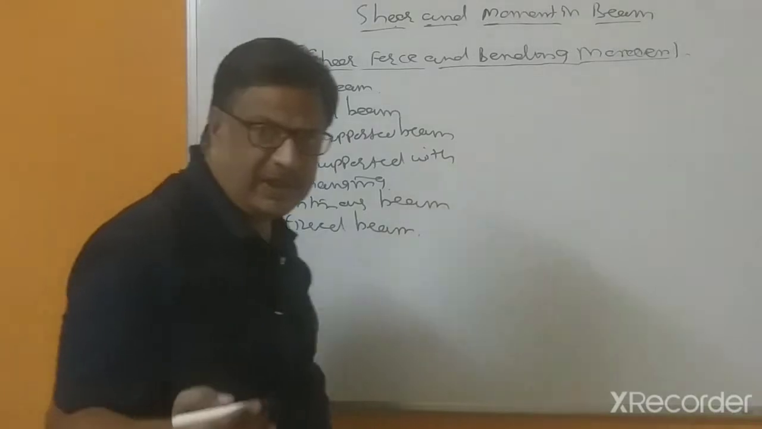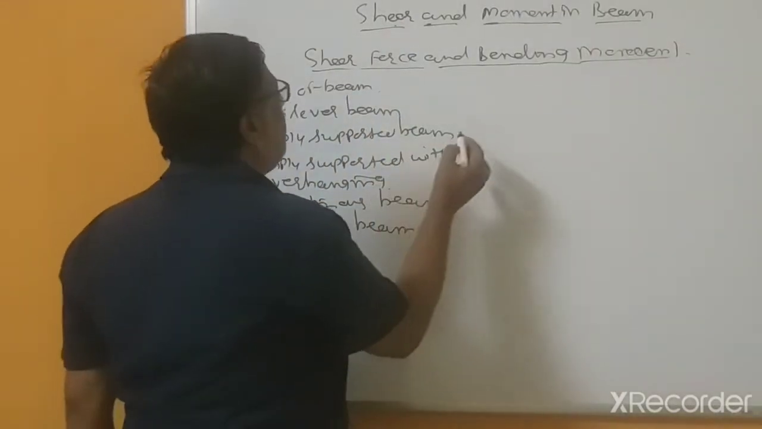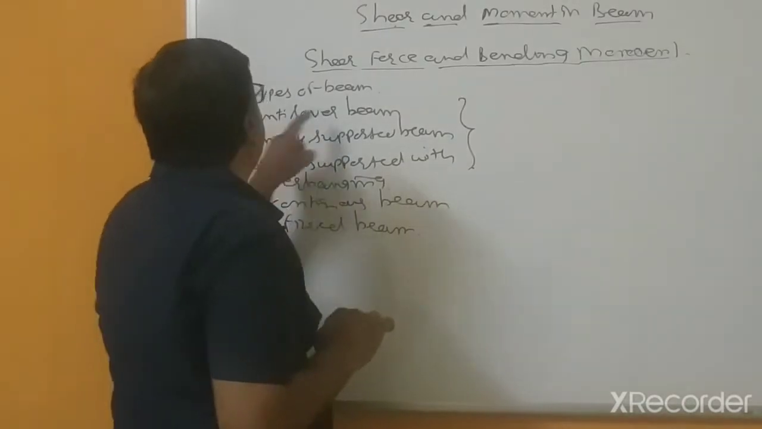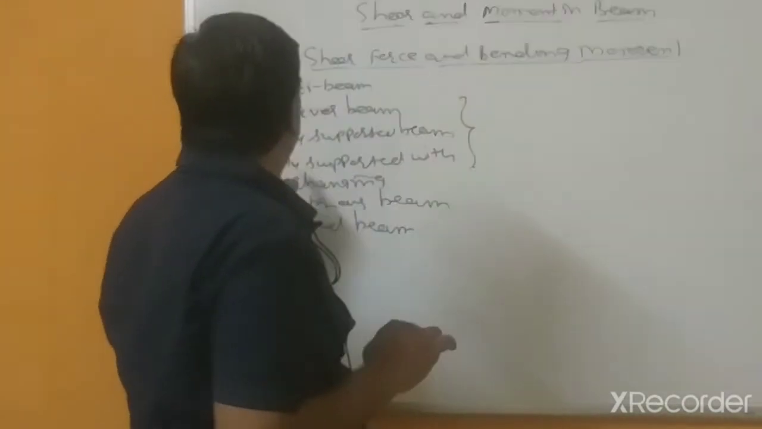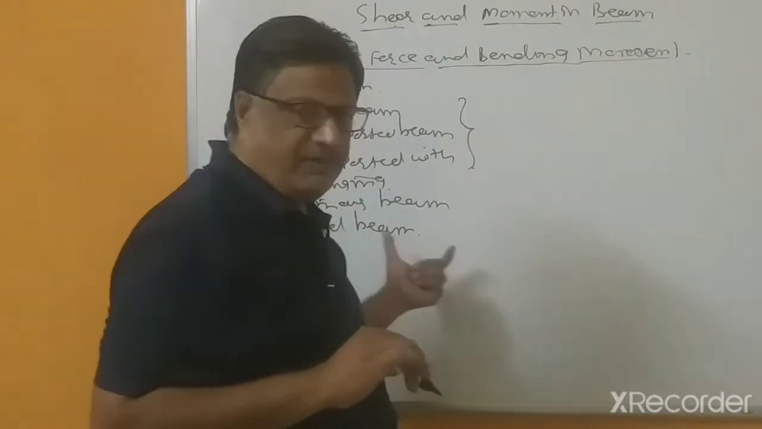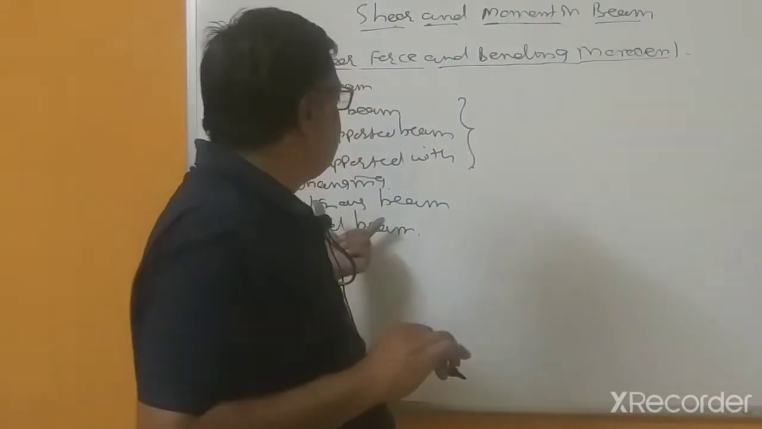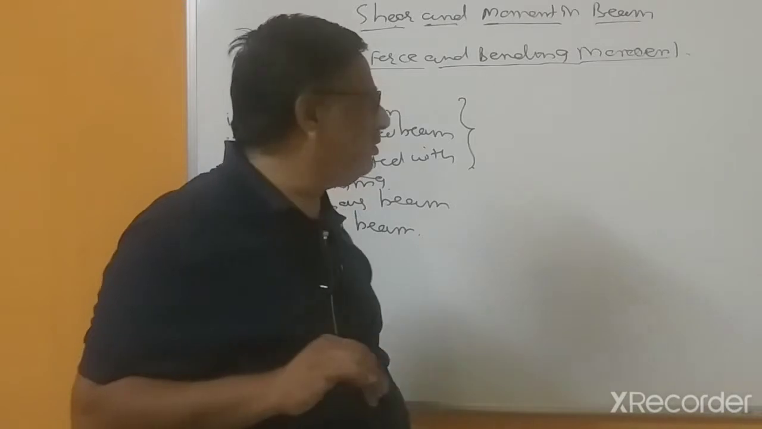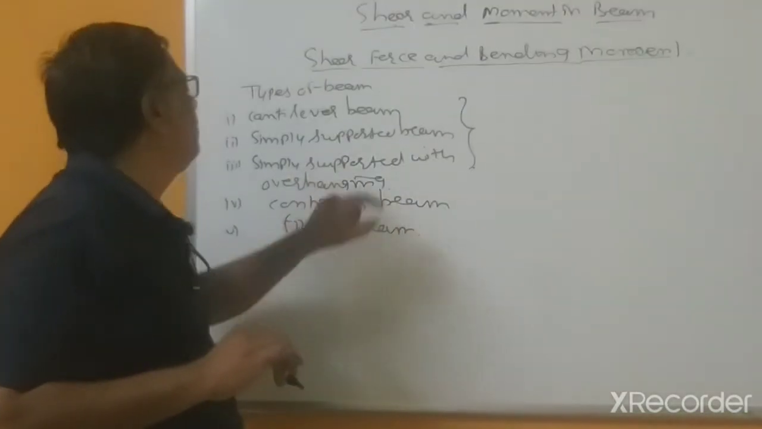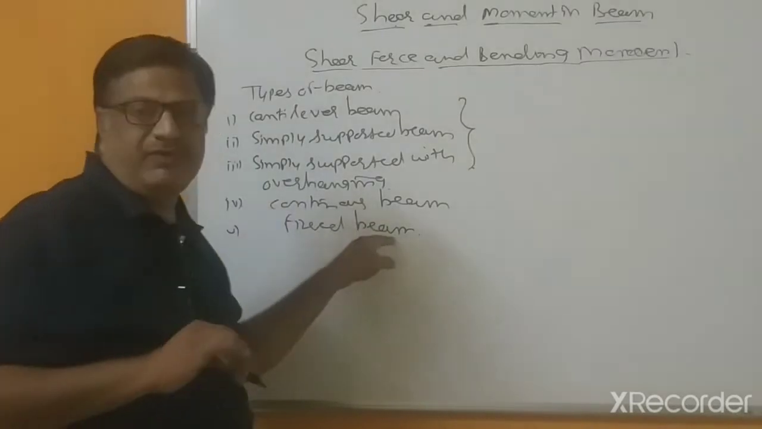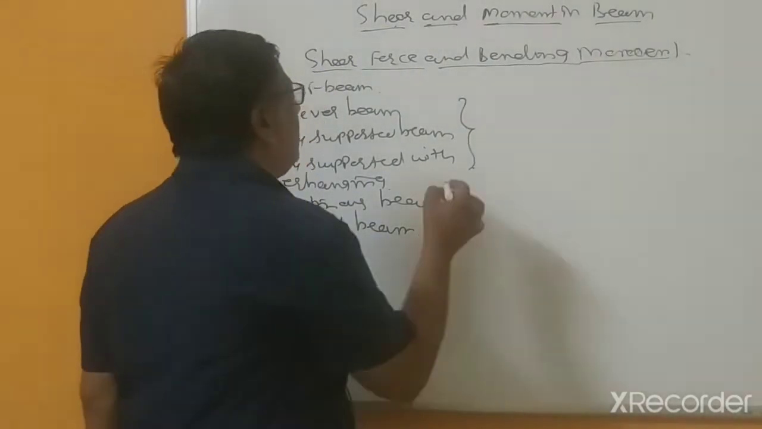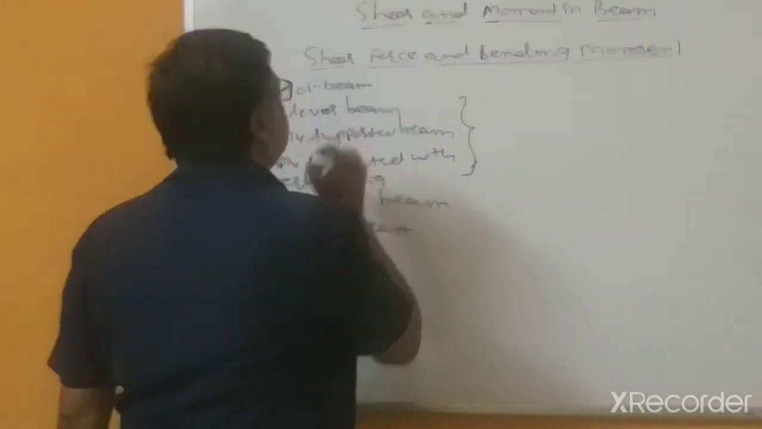As per our syllabus, we are interested in the cantilever beam, simply supported beam and simply supported with overhanging beam. The continuous beams may be studied in the deflection of beams, but in this chapter we are interested in cantilever, simply supported and simply supported with overhanging. The fixed beam is more complicated, and it is not as per the syllabus.